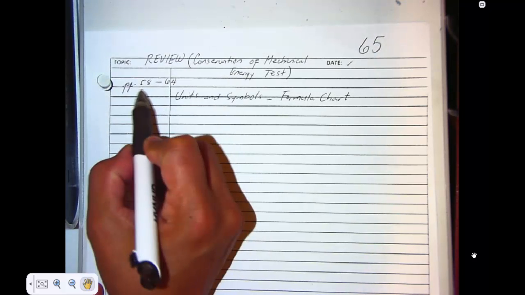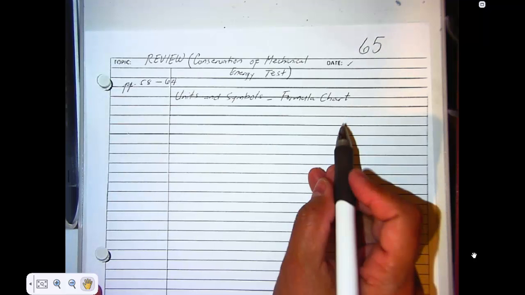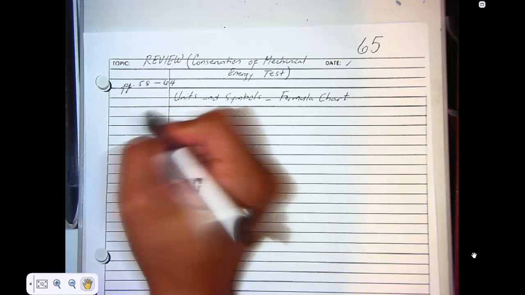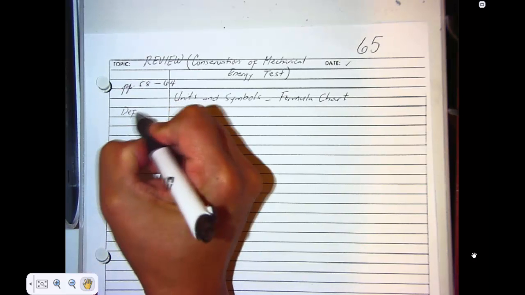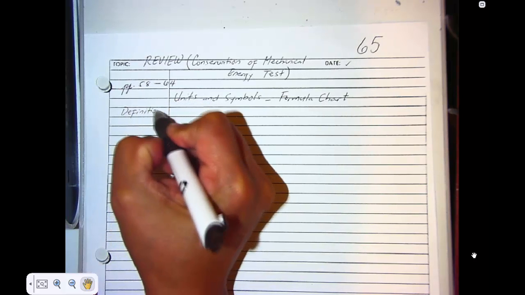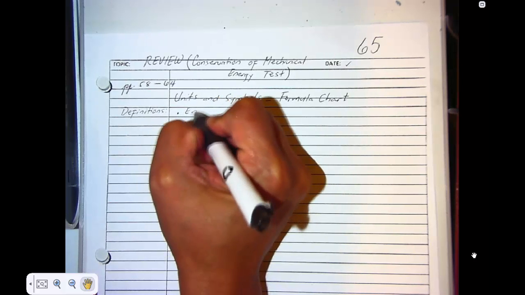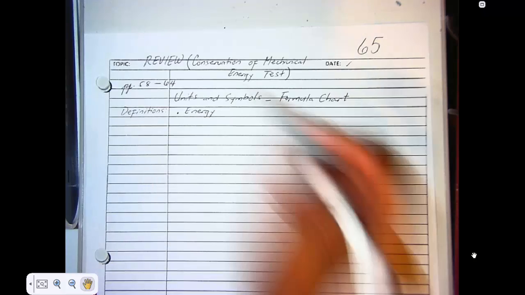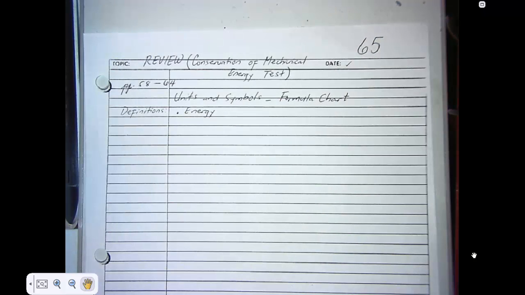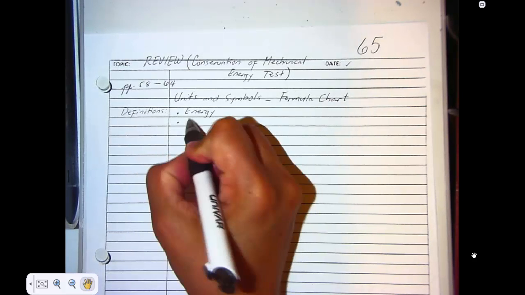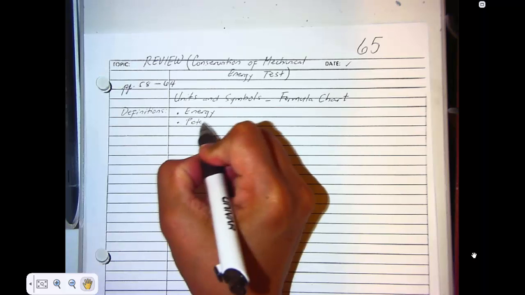Next, understand that on page 58 we have the concepts given in there. Know the definitions of the following words. Energy. Of course, if you're listening on the first video, you should know that energy is the ability to do work. Then, what is potential energy?